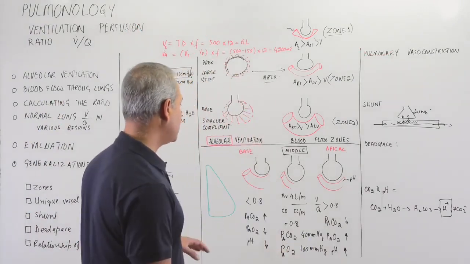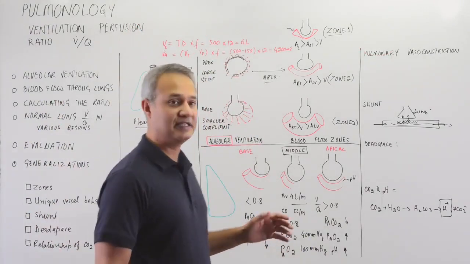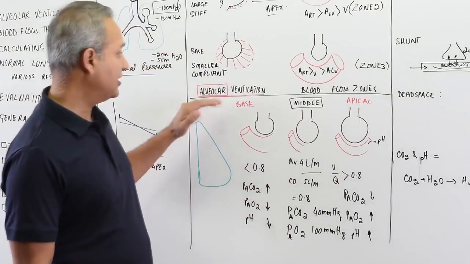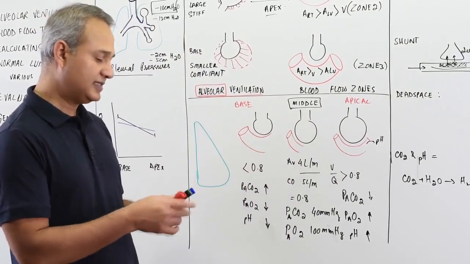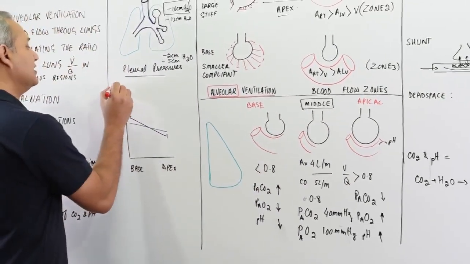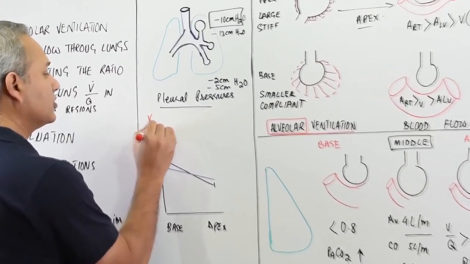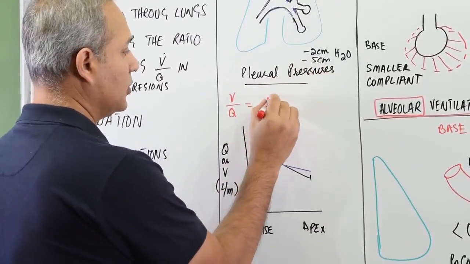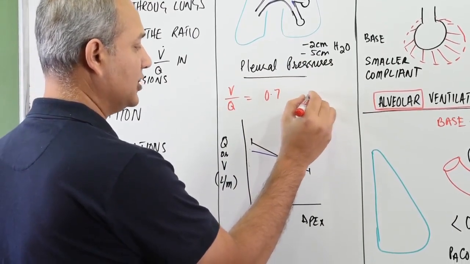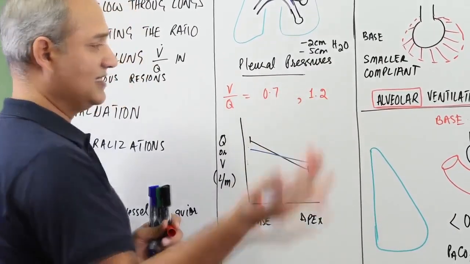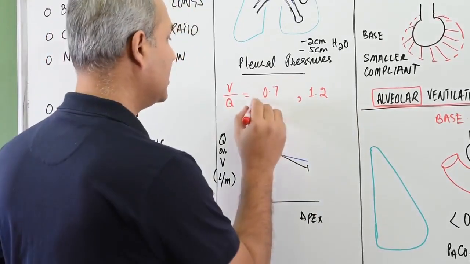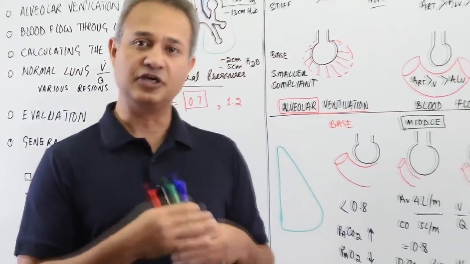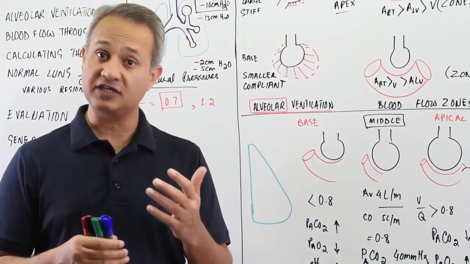The last part of this topic is how do we evaluate and generalize when we get the values of the ventilation perfusion ratio. So let's say there is a patient who has a VQ ratio of lesser than, let's say, 0.7, versus a patient who has a VQ ratio of 1.2. What does this mean? What is the comparison? So let's look at it first. If the VQ is reduced, what does that mean? Ventilation over perfusion, when it is reduced, that means the perfusion is more and ventilation is less.